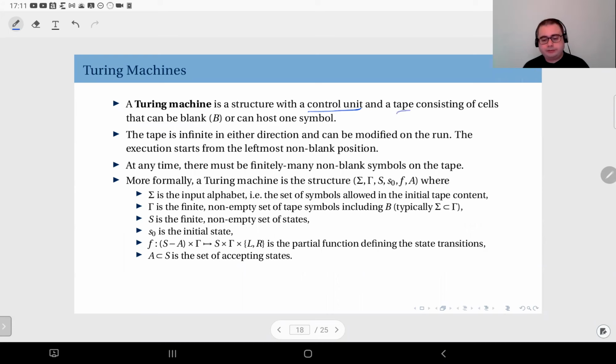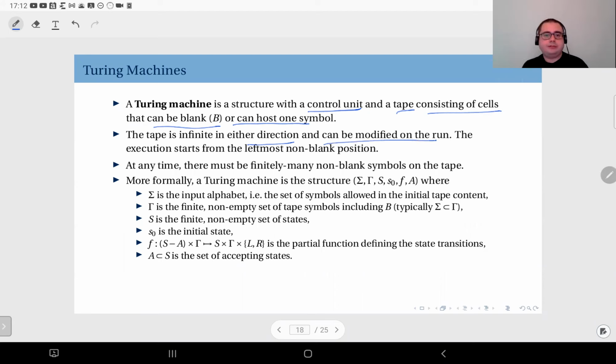And the tape is itself basically a memory unit consisting of cells that can be blank or hosting one symbol among the alphabet that the Turing machine is defined on. The tape is infinite in either direction, and by direction we mean left or right. That is one way of defining this. And as I have just said, it can be modified on the run.